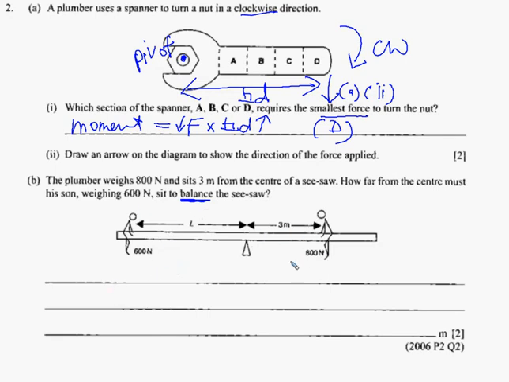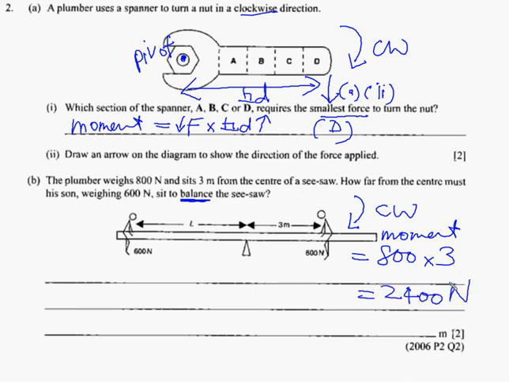In this case, we work out from the information that we have first. I have the weight of the plumber, which is 800 Newton, and a perpendicular distance of 3 meters from the weight of the plumber to the pivot. Because it's acting down, I will have a clockwise moment on the right. So the clockwise moment is equal to the force applied, 800, times my distance, 3. I get my answer, which is 2400 Newton meter, because the distance is in meters. So this is my clockwise moment.